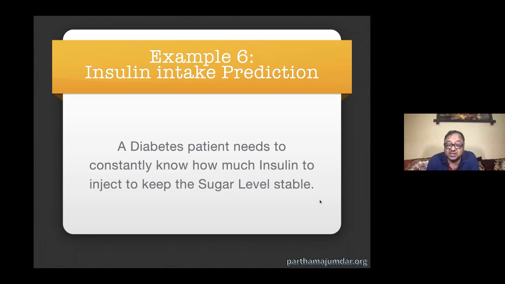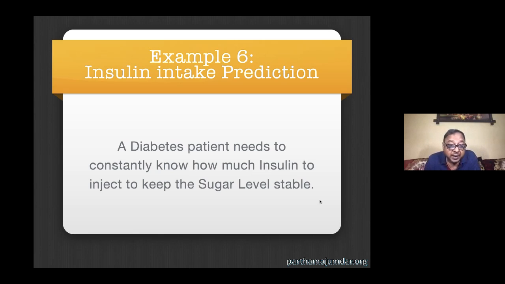Oh, we have one last example. Data sciences is not only applicable in industries, it is also applicable in personal lives. A typical example is that a diabetes patient may need to understand how much insulin the person has to take so that the body is stable.